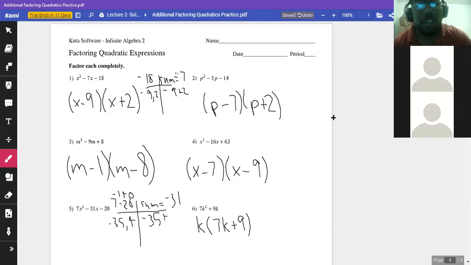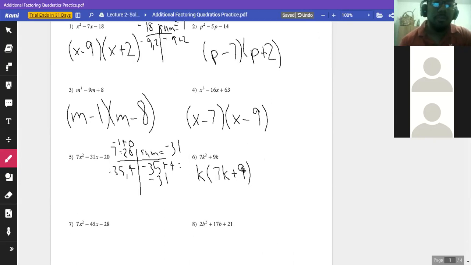Feel free to pull out a calculator and check me on that. But we can figure out pretty easily that -35 plus 4 gives me -31. So then from there, I'm going to break apart my middle term based off of that. 7x squared minus 35x plus 4x minus 20.